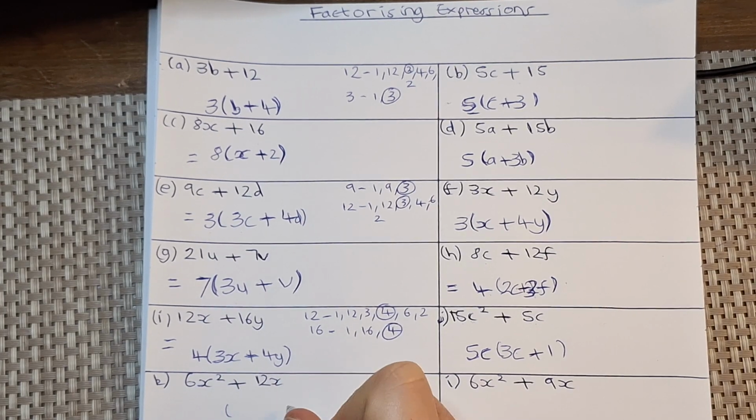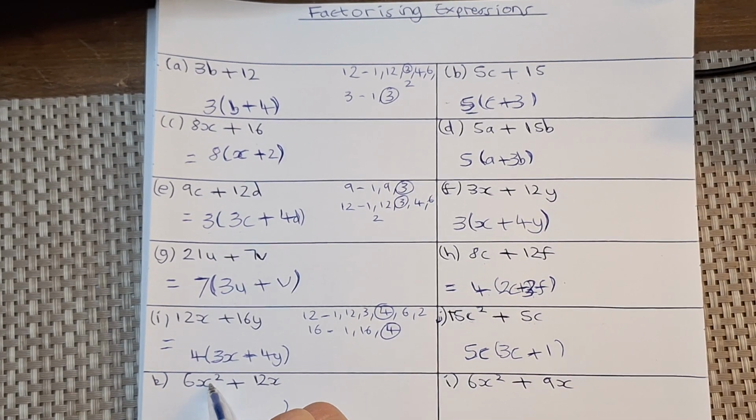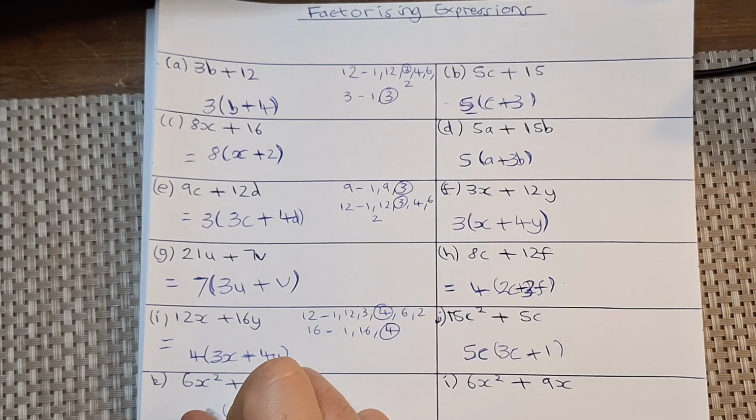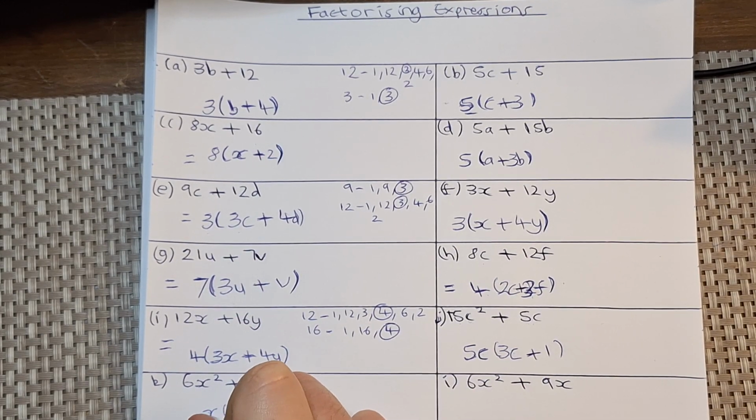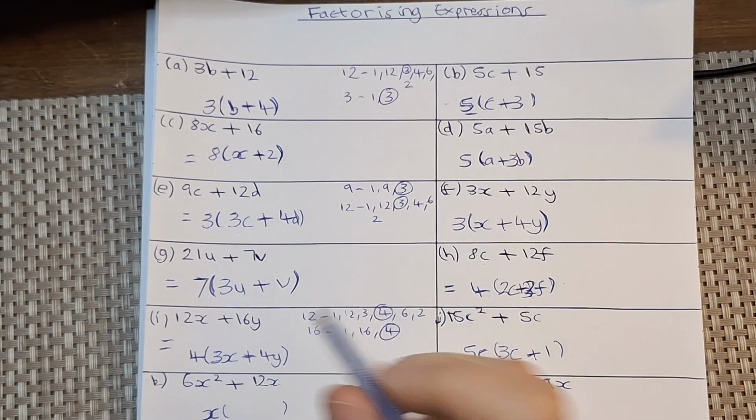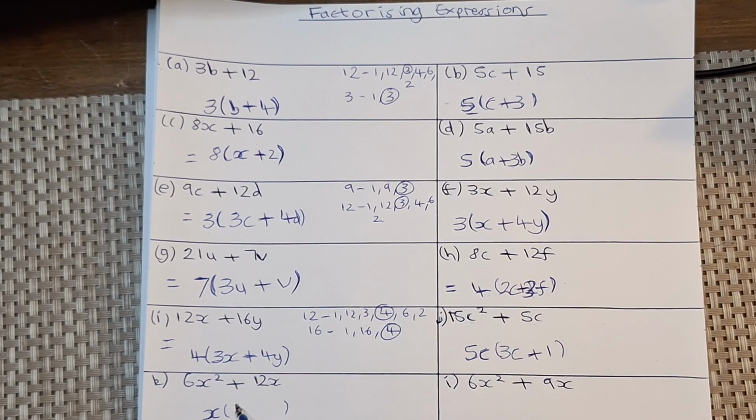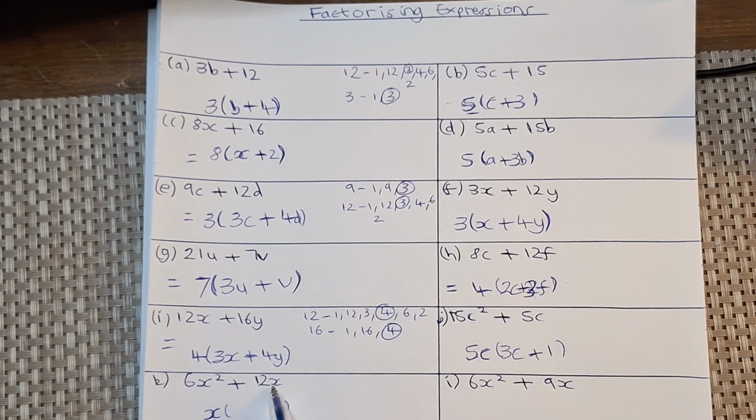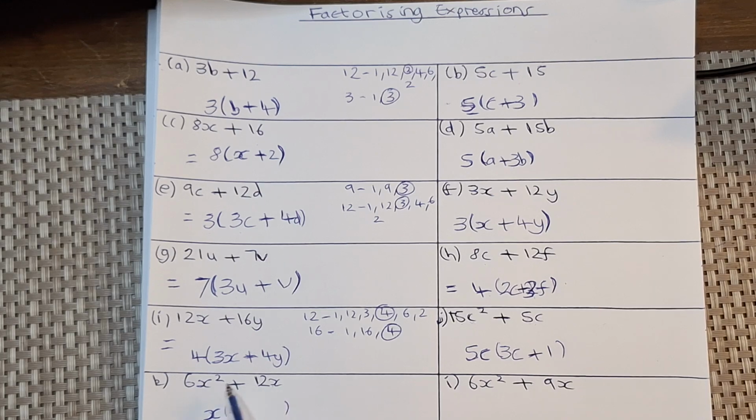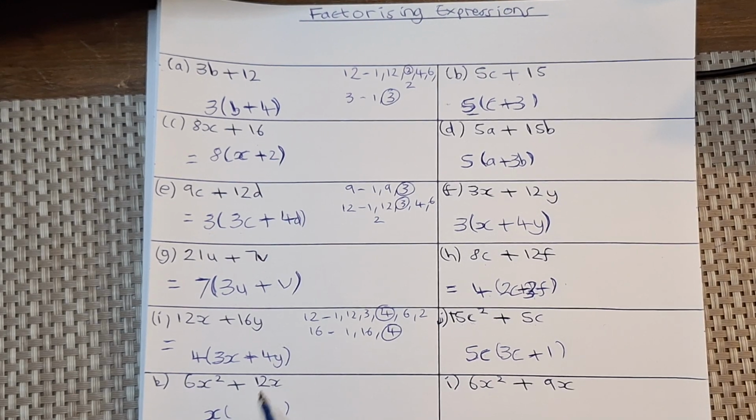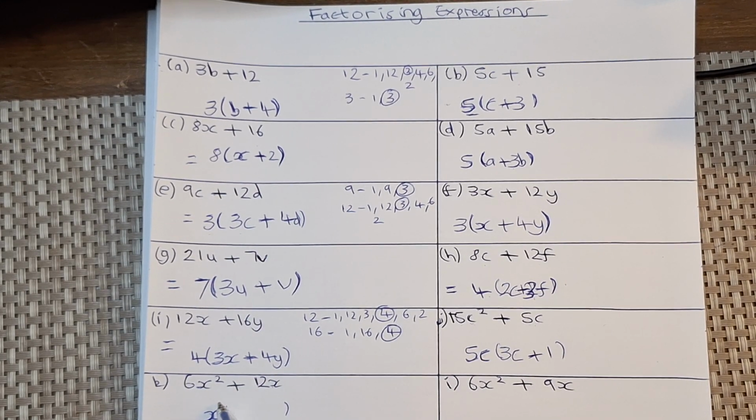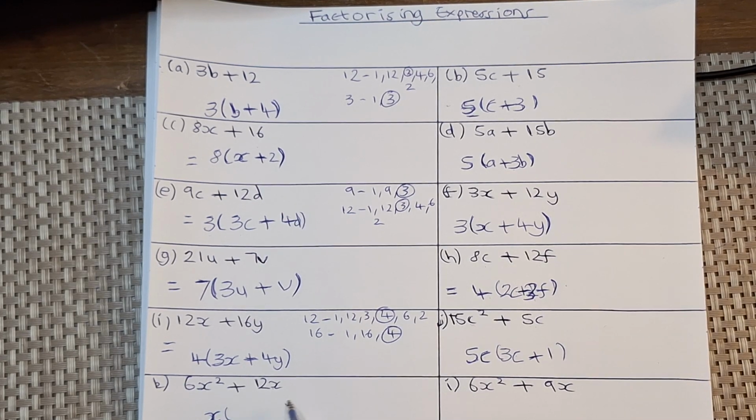Okay, next question, we've got 6x squared plus 12x. So again, as we have an x in both, that is going to be the highest common factor. Notice we can't have a highest common factor of x squared because we have x here. So x in both, that's the highest common factor. If x squared was in both, then x squared would be our highest common factor.